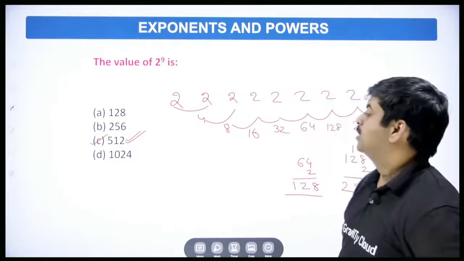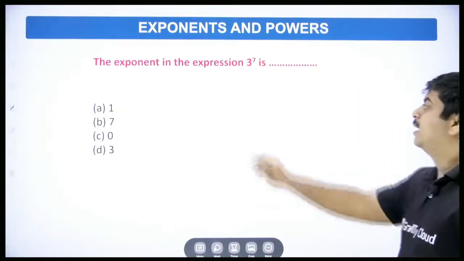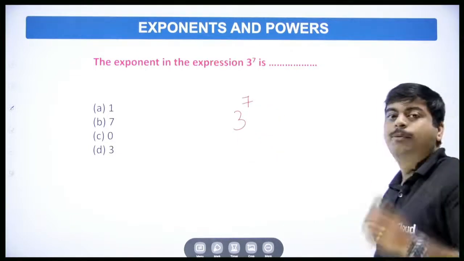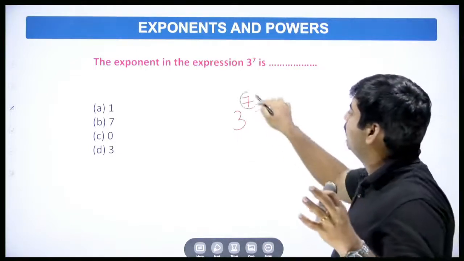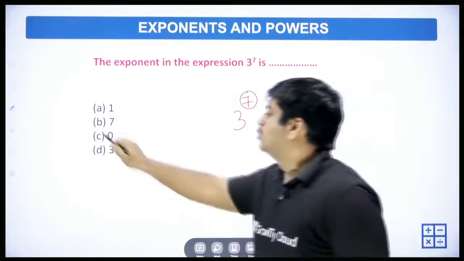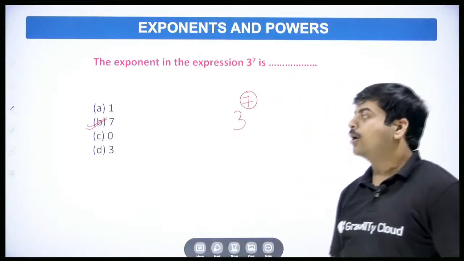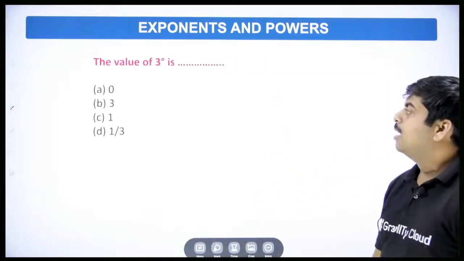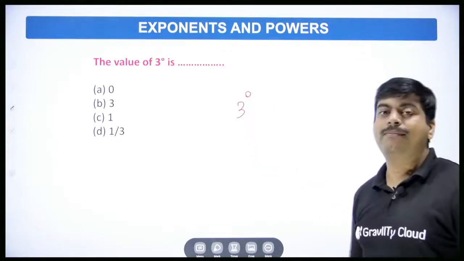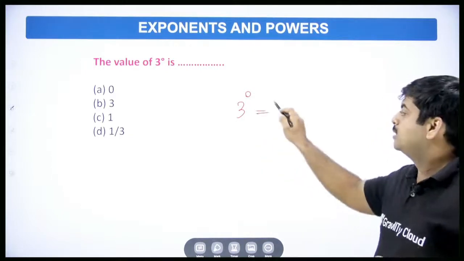Clear? The next question: the exponent in the expression 3 power 7. The exponent is always the small number, this number 7. This is called the base. So 7 is the exponent. So the option B, a very simple, straightforward question. Okay, the next one, the value of 3 power 0. I told you many times, any number power 0 will always give you 1. 3 power 0 is 1.